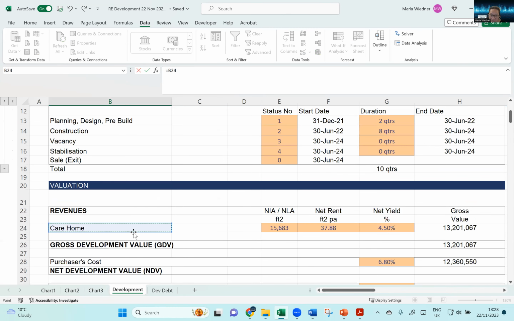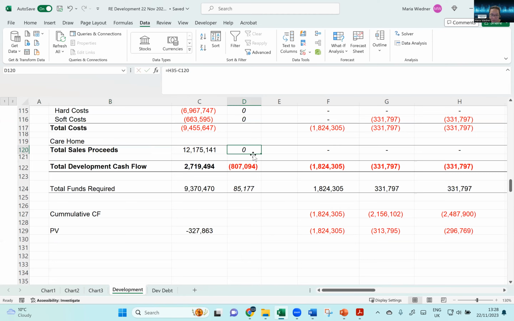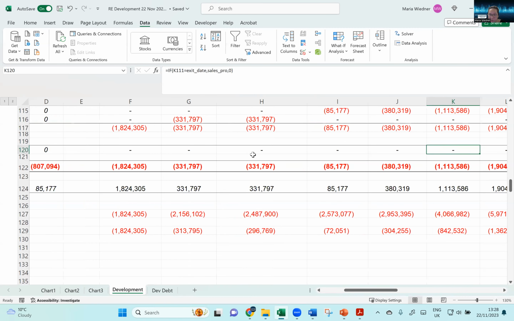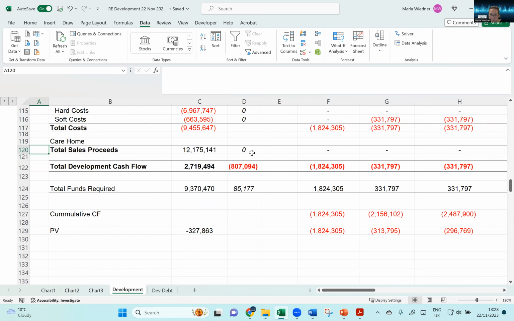In this case, what they say is that there's going to be a one-off sale of the care home. Probably there's going to be a refinance, or they're going to sell to an operator. Then the income, the sales proceeds, is at the end of the holding period, and then you have here the development cash flow.